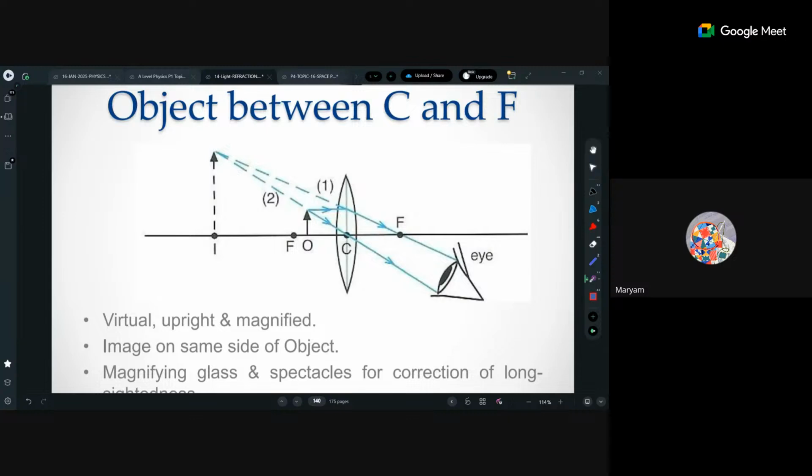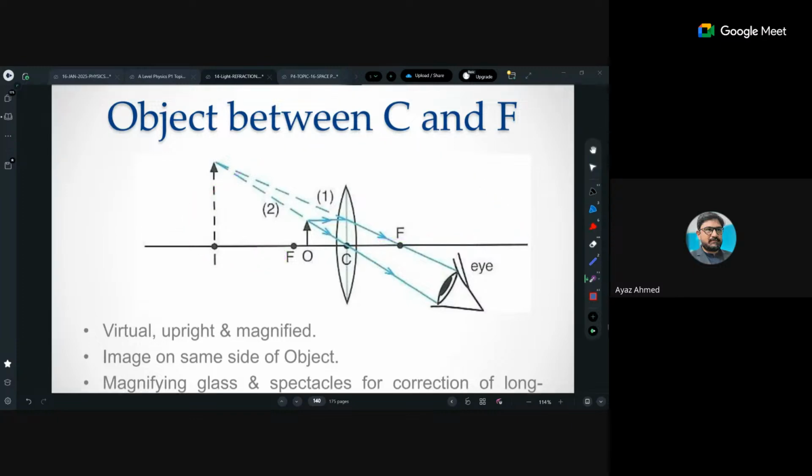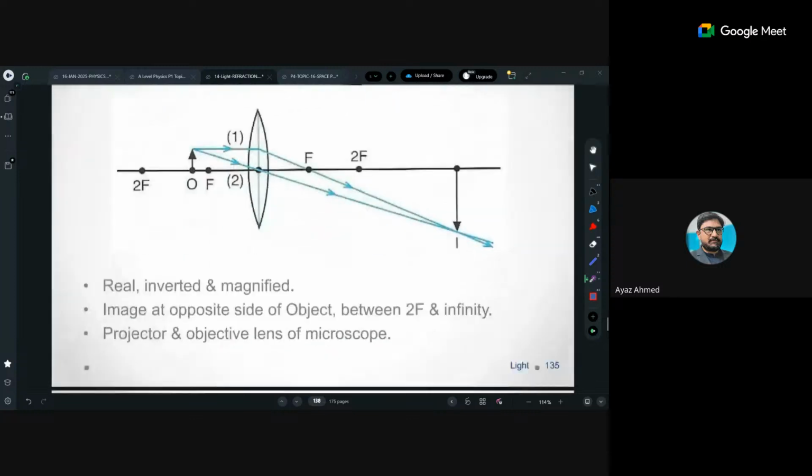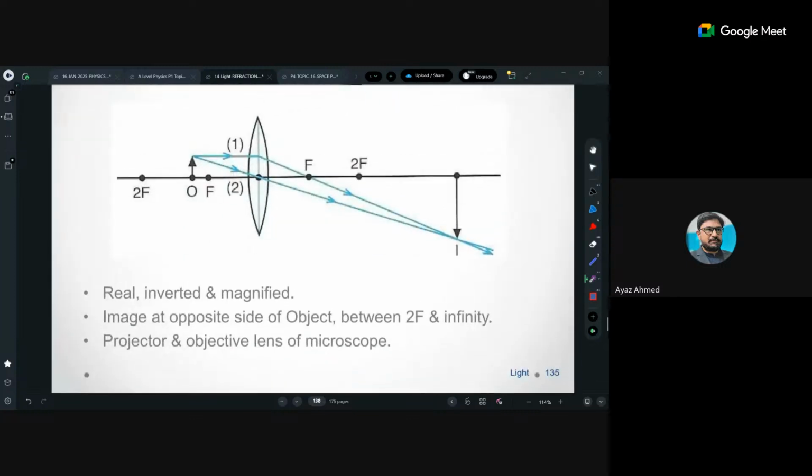First it was here. From here, it is moving this way, and disappears, and then again it appears on the other side. So this is what I'm going to explain here. Just see that the same two rays are being used to form the image, and this is real, inverted, and magnified because the height of the image is greater than the height of the object, or the distance of the image is greater than the distance of the object.